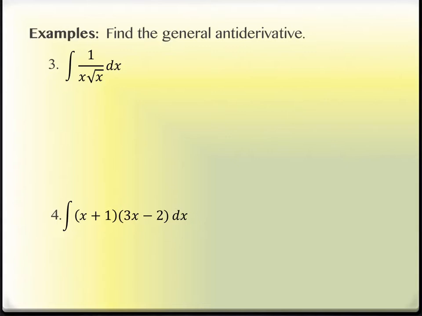Not in the most helpful form. How could I rewrite this to be more helpful? So negative 1 times x to the negative 1 half. Okay, say it louder for me, Nick. X to the negative 1 times x to the negative 1 half. That's a great first step. Then what could I do?